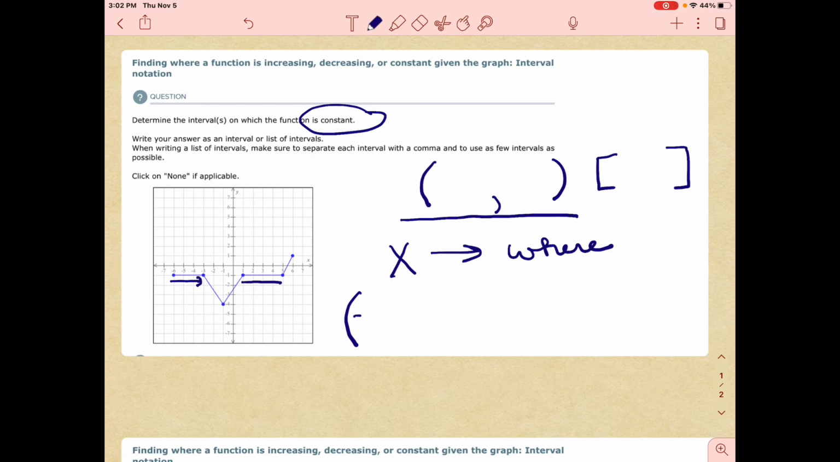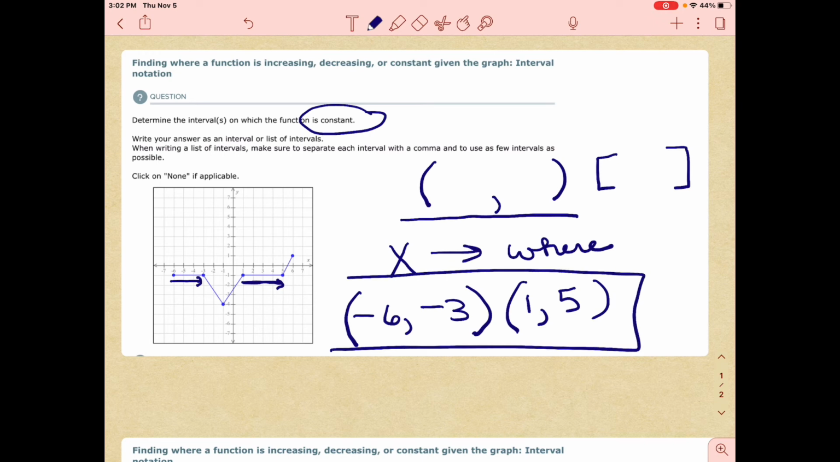It starts at -6 and it goes to -3, and that's how we'll report that little segment there. And then for the other segment, we're going to report that it starts at 1 and it goes to 5. And that's how you answer those.